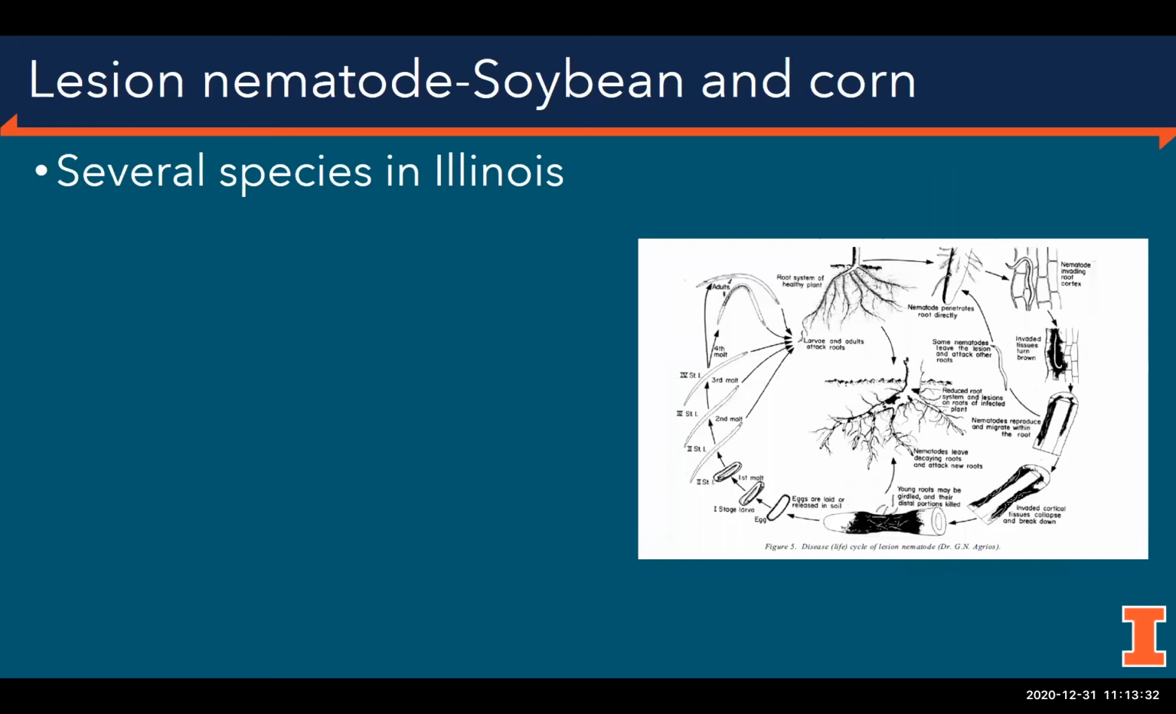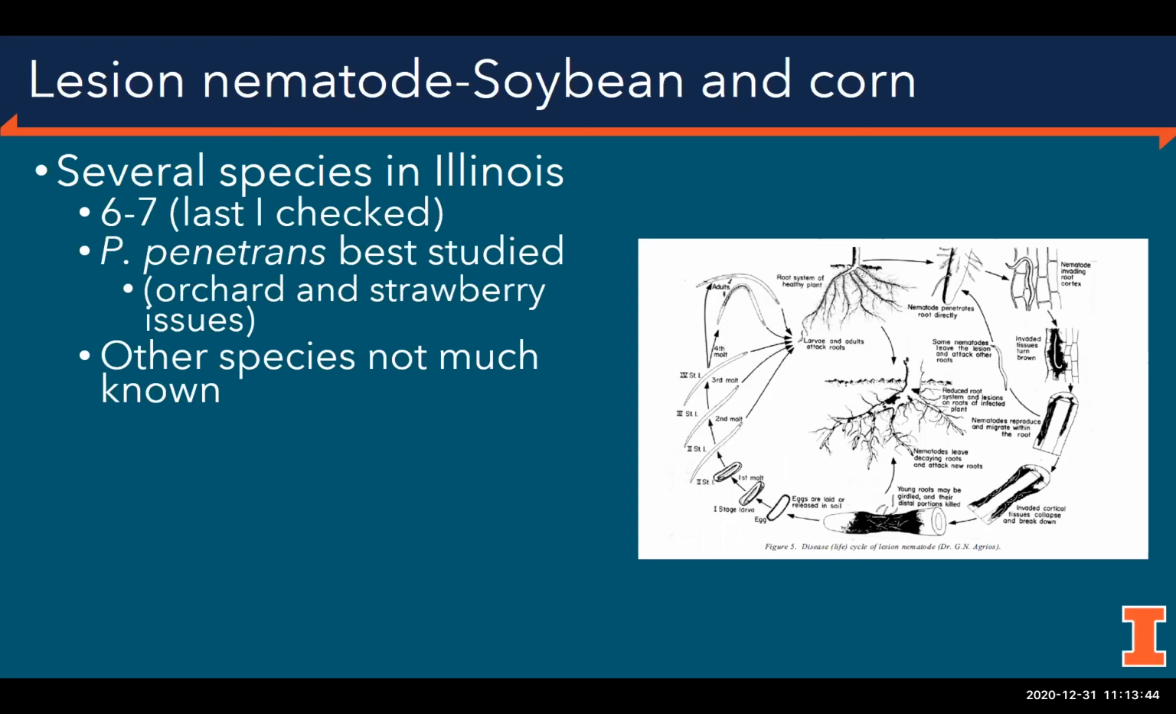Lesion nematodes in soybean and corn can potentially be problematic, but there are a lot of different species in Illinois. I want to say somewhere between 7 and 9 different species. I don't know, it's kind of up in the air. I need to look and see what else we've found in some of our other vegetable crops. The one that's best studied is Pratylenchus penetrans.